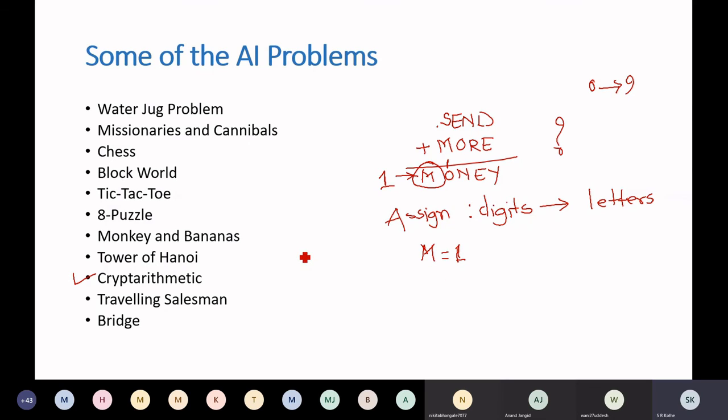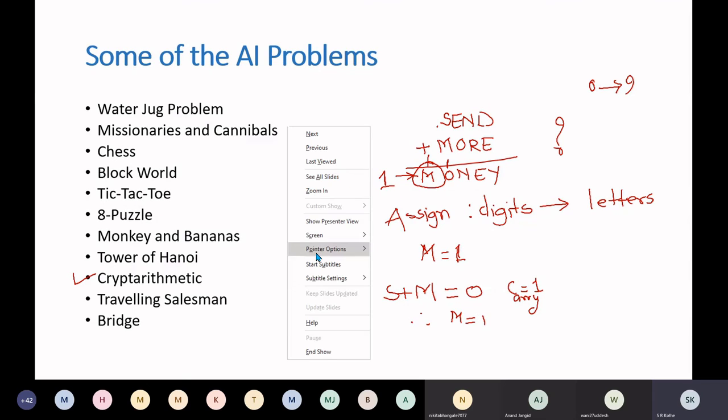So what I can do here is write S, we don't know the exact values, but at least we know this: S plus M is equal to O and carry 1. C means carry, carry 1. So since carry is 1 out here, therefore M is equal to 1. Such logic you will have to develop incrementally, and ultimately you will find out what D is, what E is, what Y is, right? So this is the cryptarithmetic problem.